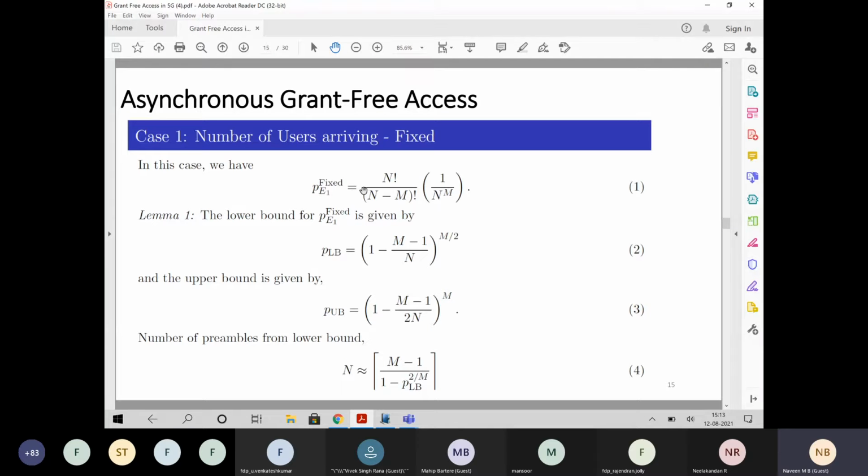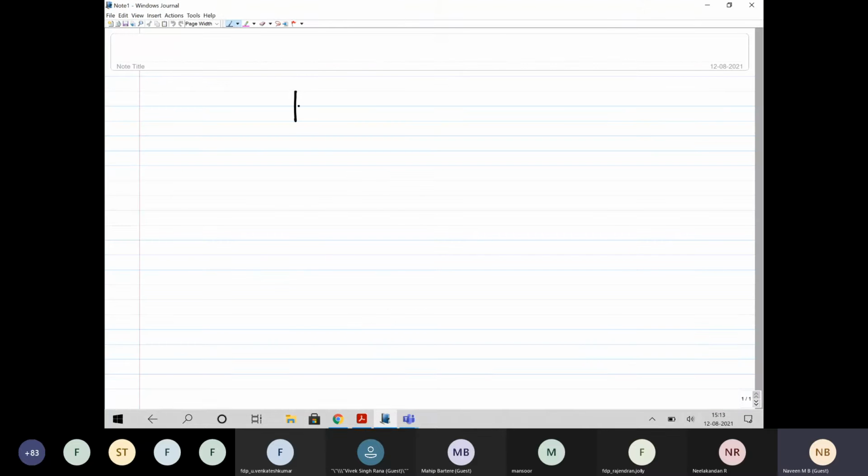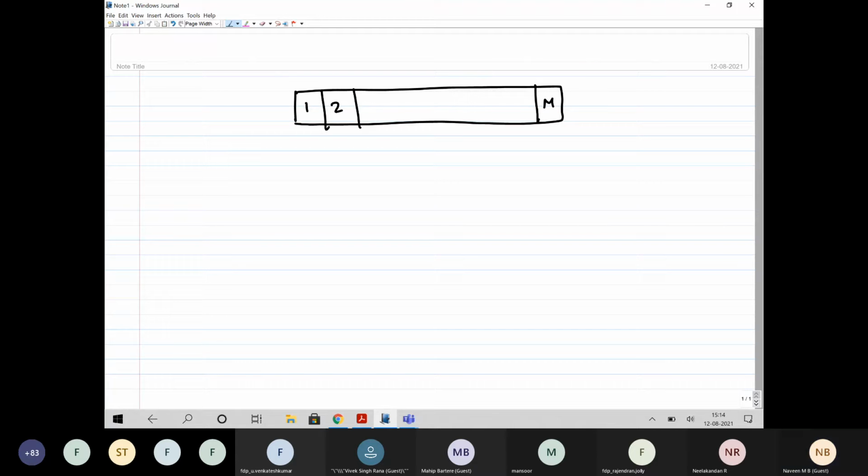So this is the probability that all users are successful. Event 1 is all of them are successful, right? So if there are m users here and there are n preambles, when are all of them successful? This is a high school problem, believe me, because it's like this. For m users, I can draw m blocks like this. First user, second user, up to mth user. When will all of them be successful? When all of them pick a different preamble.